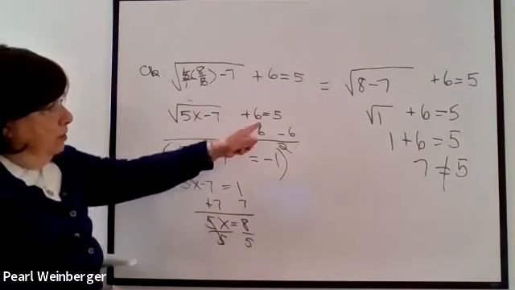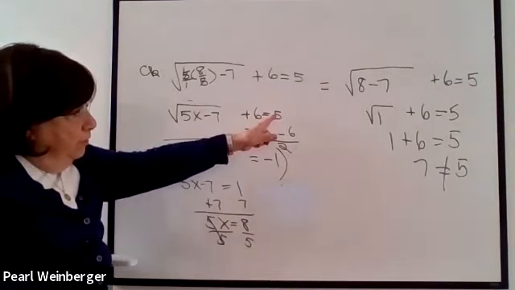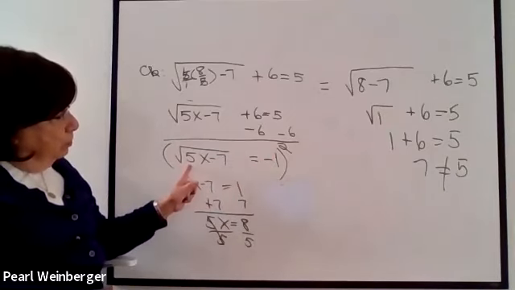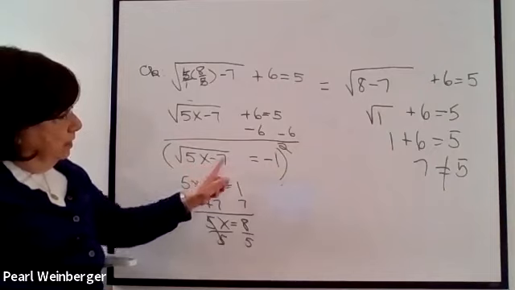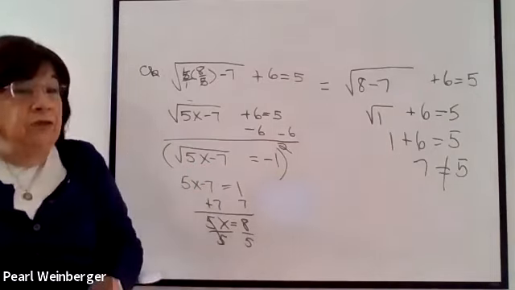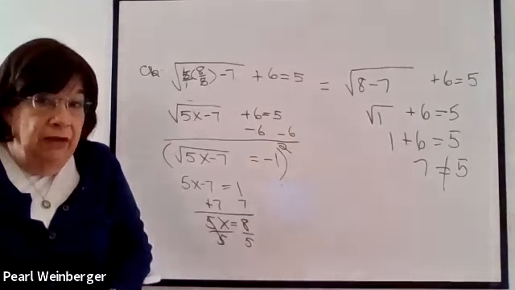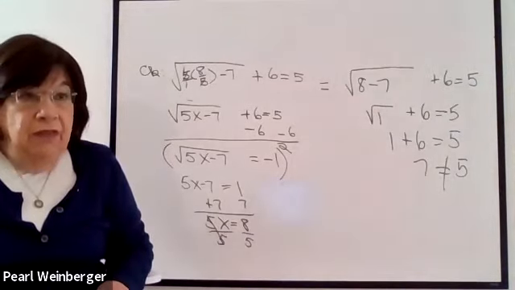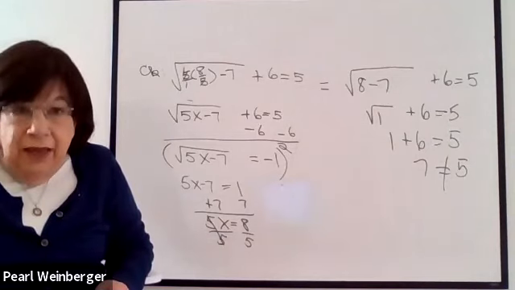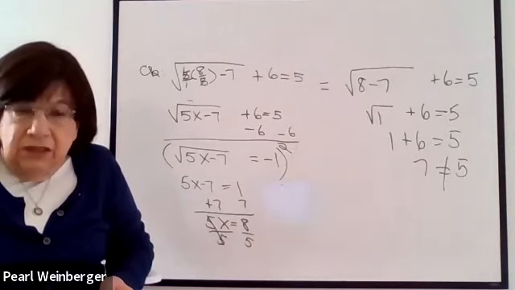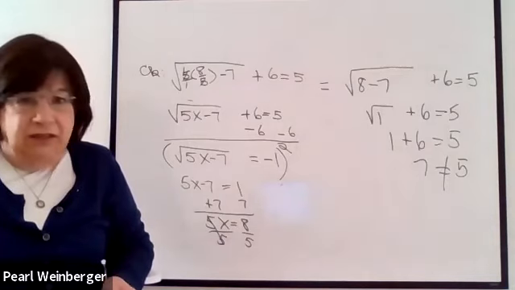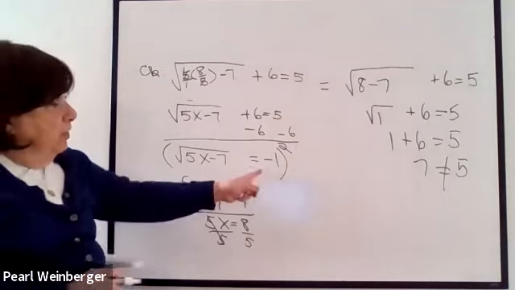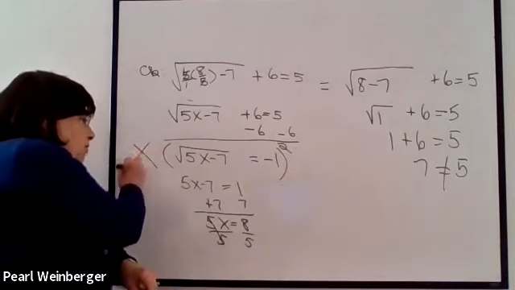When I did 5 minus 6 and I got negative 1, I got the square root of 5x minus 7 equaling negative 1. And if you recall, remember what I told you, whenever you have a radical sign, whenever you have a square root of a number, the answer is always positive. The square root of 36 is 6. It's not negative 6. You can't have the square root of something equaling a negative number. This is a false statement.